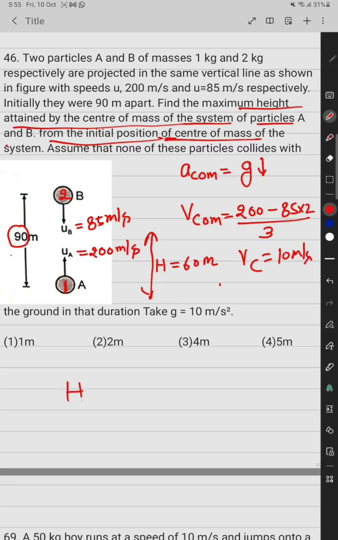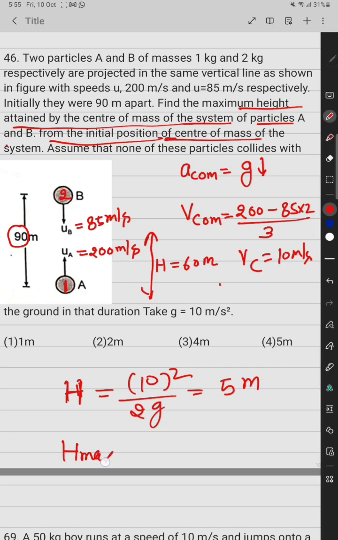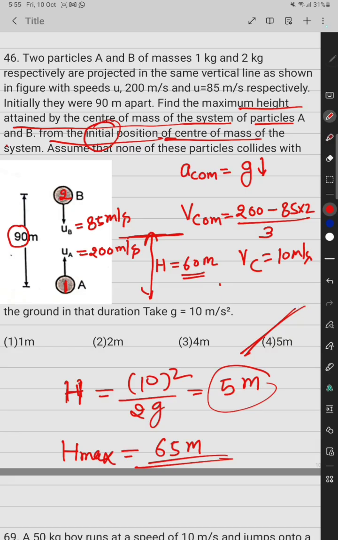So the height attained by the center of mass is equal to the velocity squared divided by 2g, and the velocity is 10, so 100 by 20, it is 5 meter. So what is the maximum height attained by the particle from the ground? From the ground it is already at 60 and 5 more will be added, so it is 65 meter. But in this case, only the height attained by the center of mass of the system of particles from the initial position is asked, meaning how much height after 60. So it is 5 meter. So the correct option is the fourth.